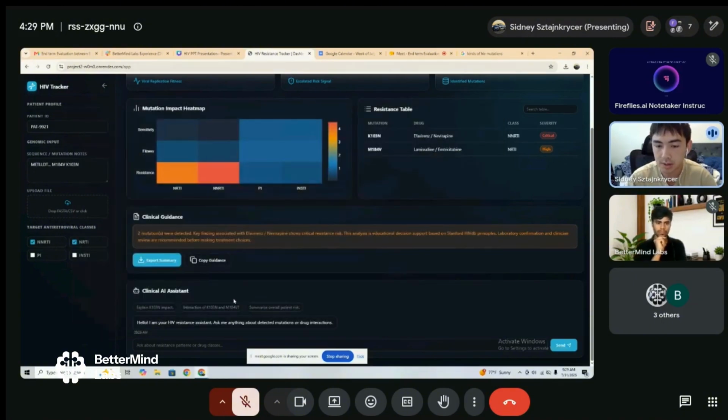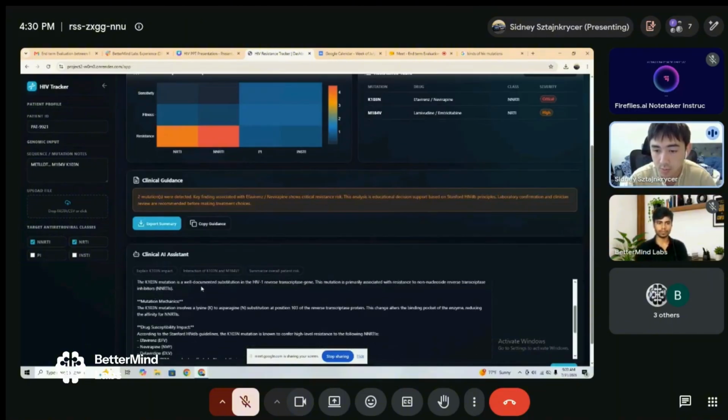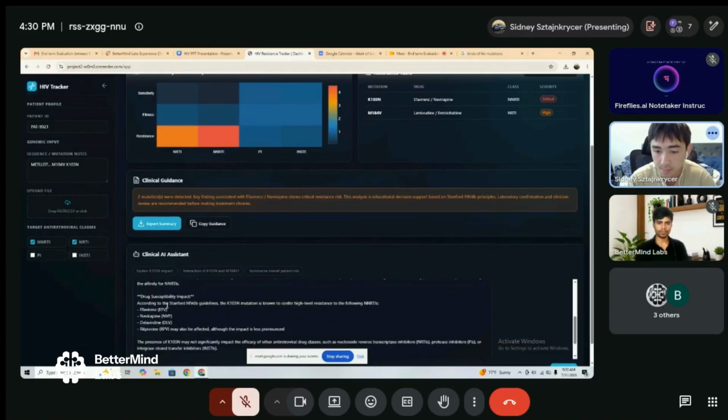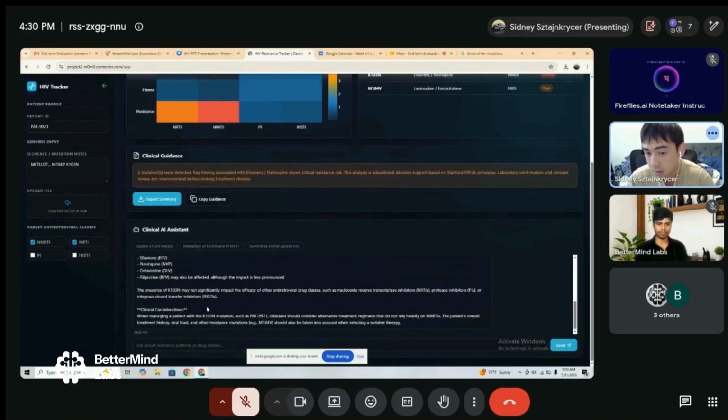And I also put in an AI chatbot, so it can help you understand what these different mutations are or explain anything and summarize the patient's overall risk. So we can explain what the impact is on here, and it gives you a rundown of what the mutation is and how it affects the drug efficacy. And that's about it for my project.